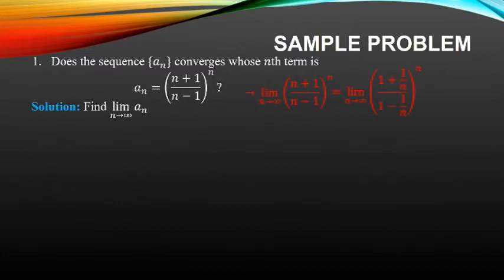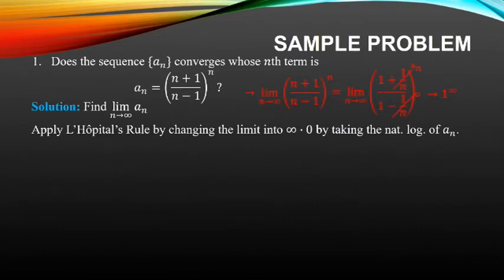For this, we have a limit of a power. By theorems on limits, this is the power of the limits, so we can take the limit of the inner function. We have 1 + 1/n approaches 1, and also 1 - 1/n approaches 1. So we have 1 over 1 raised to n, and as n approaches infinity, we have 1 raised to infinity. This is actually an indeterminate form, so we can apply L'Hopital's rule by changing the limit into infinity times 0, by taking the natural logarithm of a_n, since we have a limit of a power which became an indeterminate form.